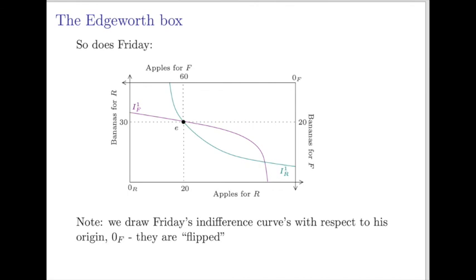We could do the exact same thing for Friday. Notice that for Friday, we flipped his picture over. So normally his indifference curves would look something like this. Right? So Friday's picture would look something like this. But then what we did was we took that and we flipped it over. We took this object here, and we flipped it over, and that's why this indifference curve has this shape. Right? It's bowed towards this origin.